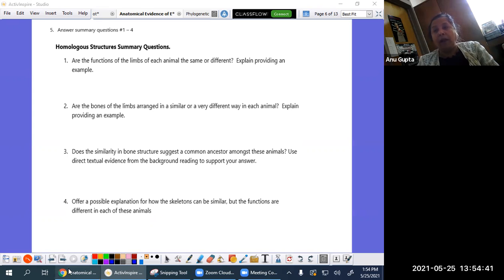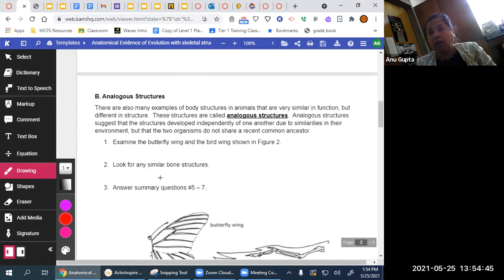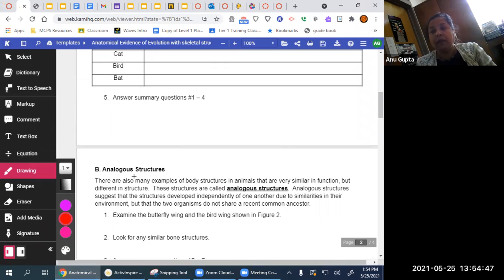Now you go back, after doing this homologous activity, and you will be doing activity B, the analogous structures. There are also many examples of body structures in animals that are very similar in function but different in structure. Going back to your notes, we studied the analogous structures. They have a different structure but the same function because they probably were in the same environment. These structures are called analogous structures.